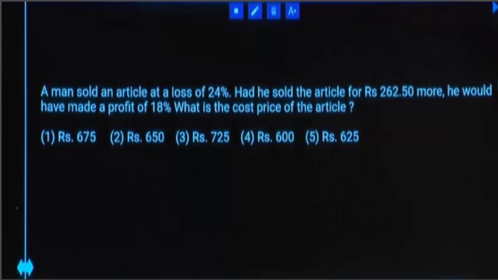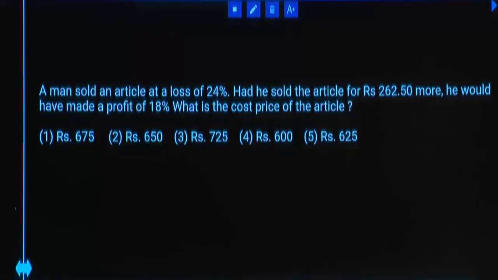A man sold an article at a loss of 24%. Had he sold the article for 262.5 more, he would have made a profit of 18%. Loss in the sense negative number, minus 24 plus 18. Difference 42%, because of 262.5. Yes or no? Right.